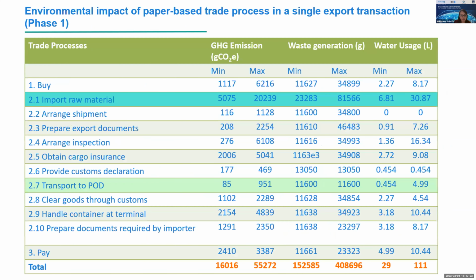So moving on to the next slide, which shows the result of our case study. In our case study, we quantified that in a single paper-based export transaction, the greenhouse gas emission is 16 to 55 kilograms of carbon dioxide equivalent. The waste generation can be up to 400 kilograms, and the water usage can be more than 100 liters per transaction. You can see all the processes in a single export transaction, which shows that the number 2.1, which is the importing of raw material, has the highest environmental burden in all aspects, because in this single step, the highest number of papers are being used for the documentation purpose.